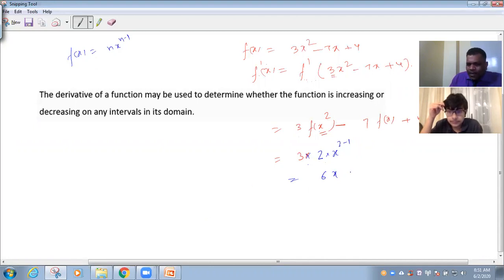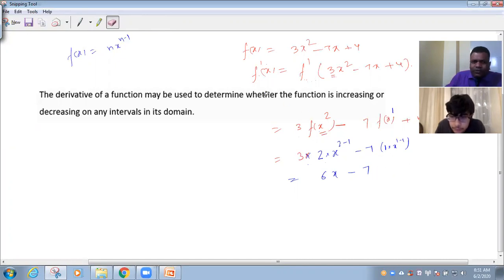Minus 7. Here power is nothing, so we assume 1. So what is going to be this? 7 into 1 into x power 1 minus 1. So what will be this one? x power 0, and x power 0 is 1. And this is the constant term, so this one will be 0. So finally it's going to be 6x minus 7. Is that clear?